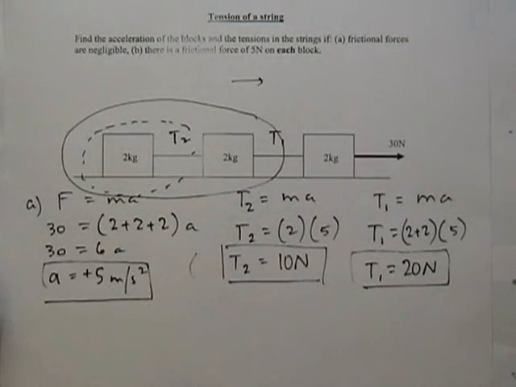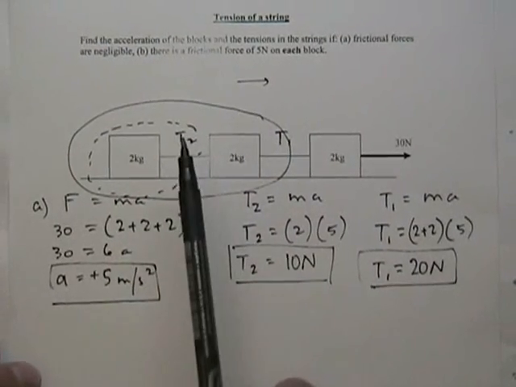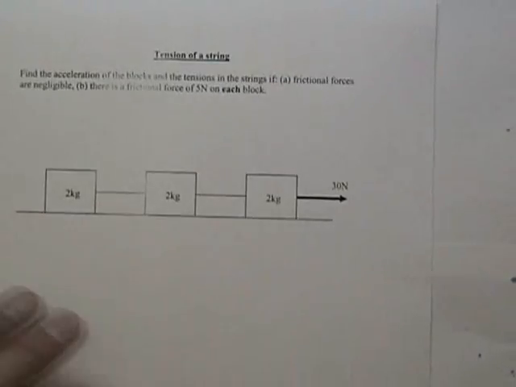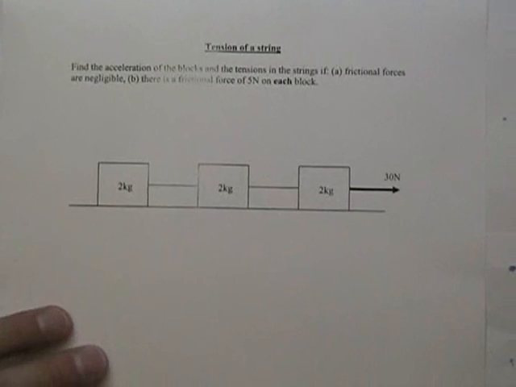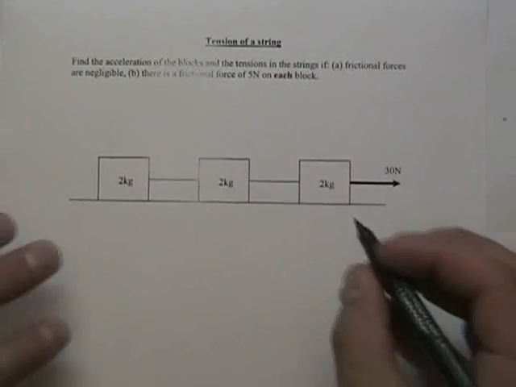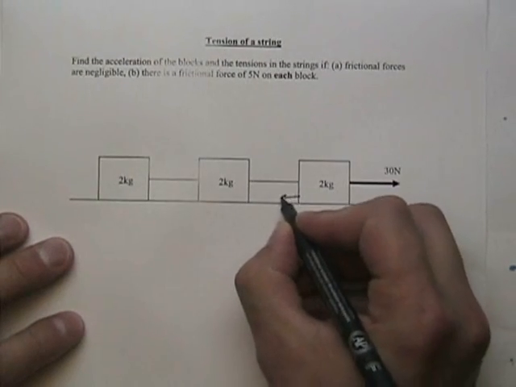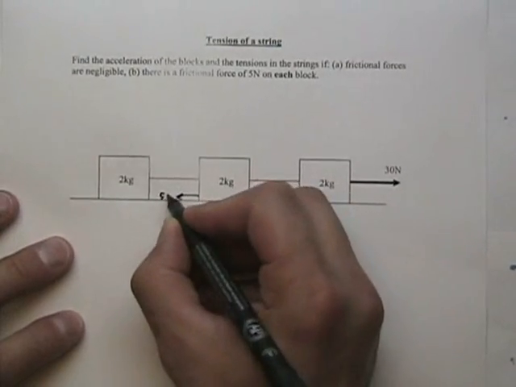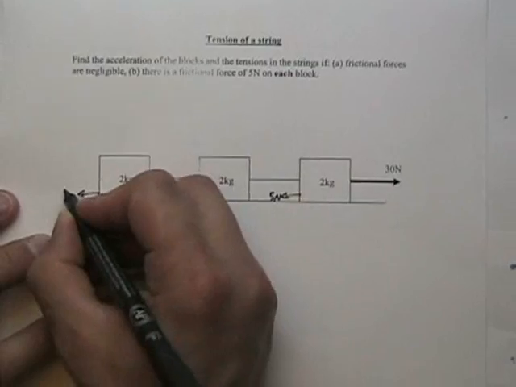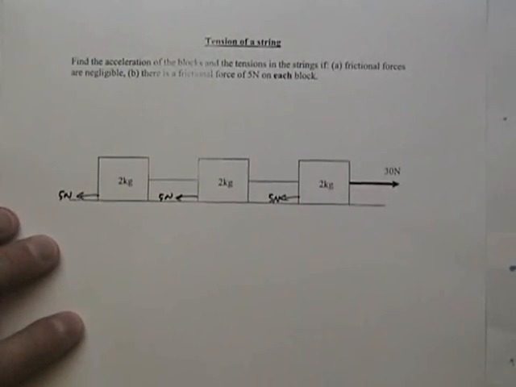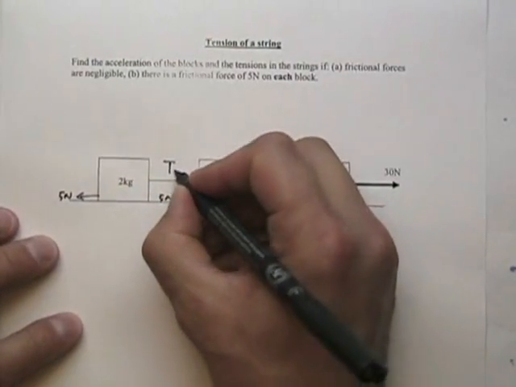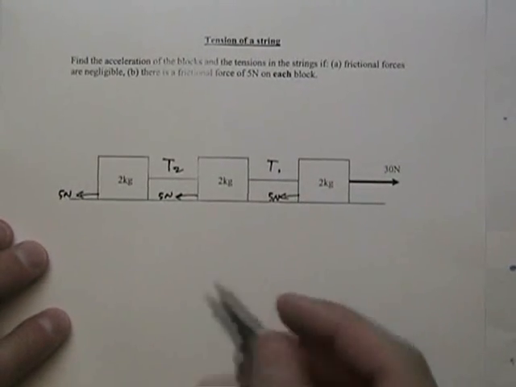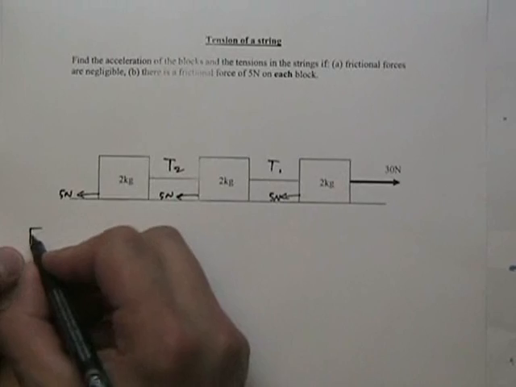So part B has us doing all of this again, but now we have a frictional force. So I'm going to ditch this, come to another new one right here, and we're going to do part B. Part B is assuming this, that there's 5 newtons here, 5 newtons here, and 5 newtons here. This is still tension 2, and this is still tension 1, and that's still 30 newtons pulling it. So we want to find the acceleration first of all. So we go F equals ma.